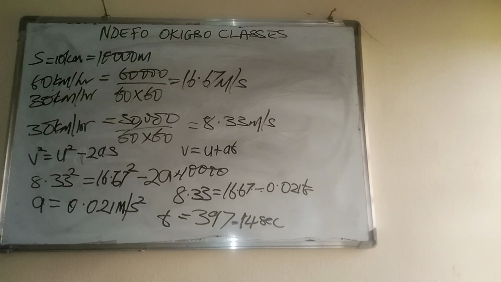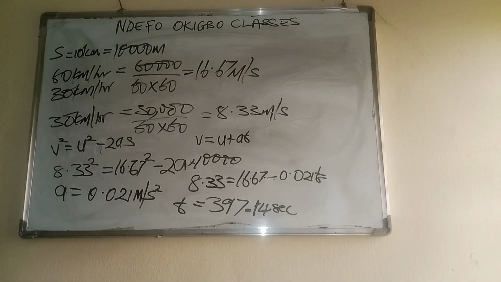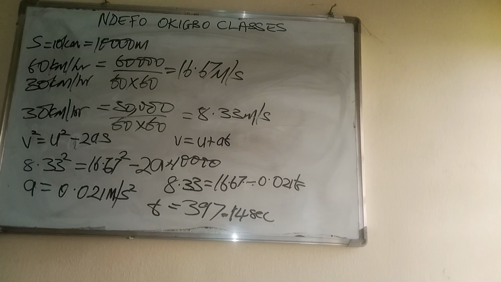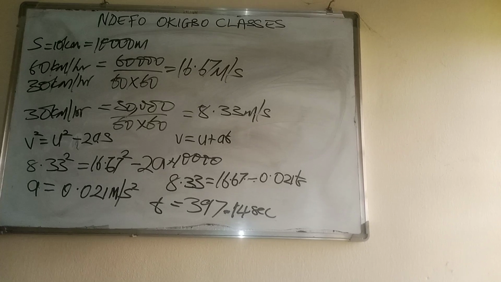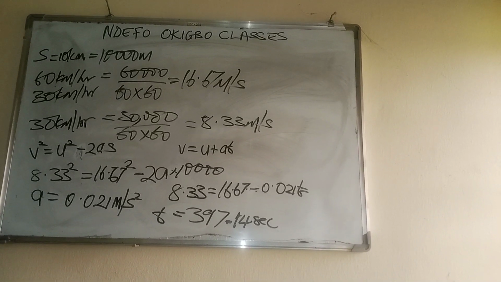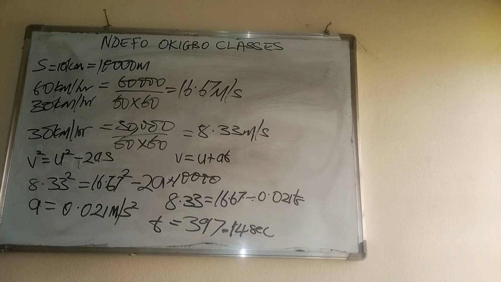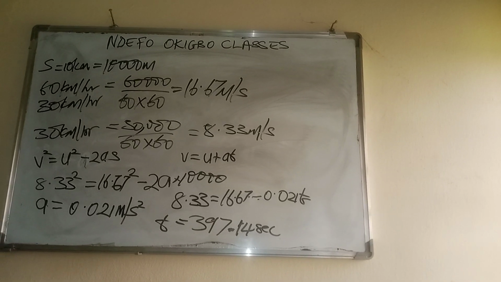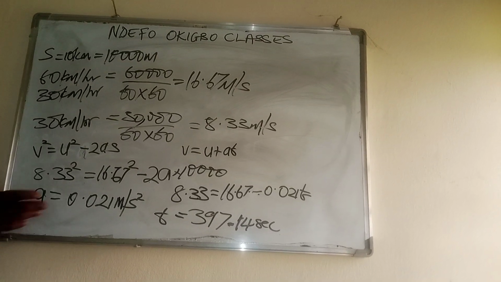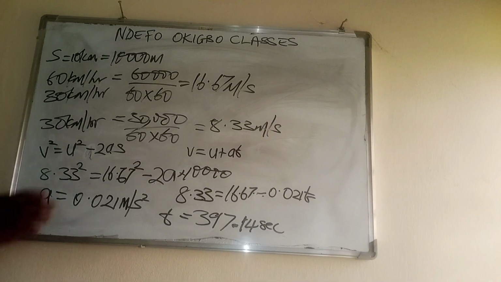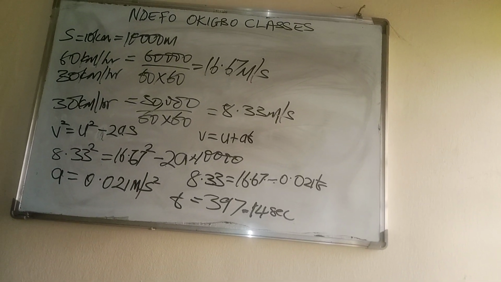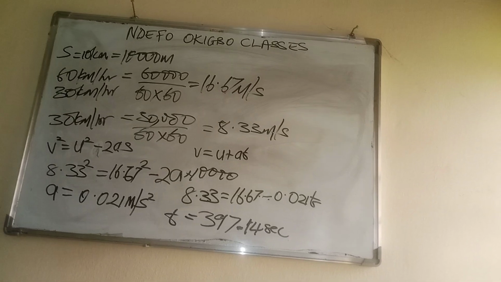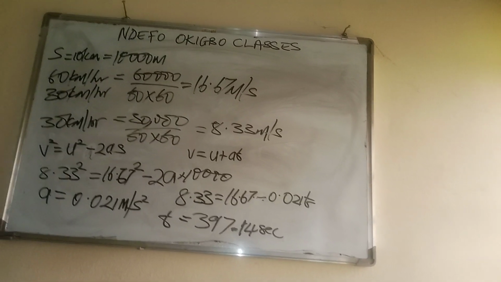So the question says a vehicle covers a distance of 10 kilometers at a speed of 60 kilometers per hour and then 30 kilometers per hour. What is the deceleration of the car and its time of deceleration? Here I've been able to get the deceleration of the car, which is 0.021 meters per second squared, and the time was 397.14 seconds.